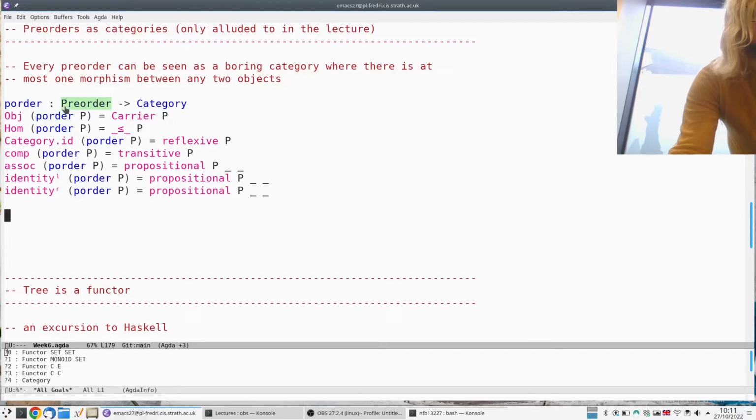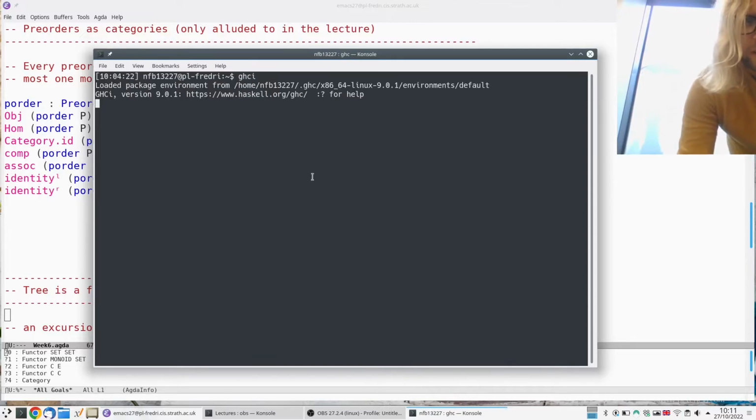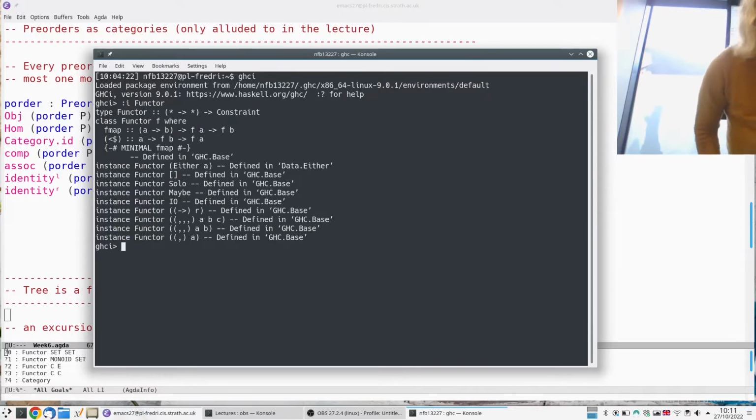You give me a pre-order, I give you a category where the objects are given by the elements of the pre-order, the carrier of the pre-order. Okay, but now let's talk about functors. You might remember this from Haskell, where there is such a thing as a type class of functors.